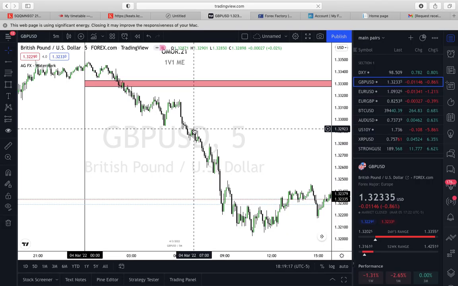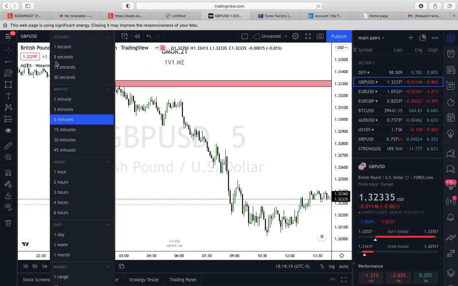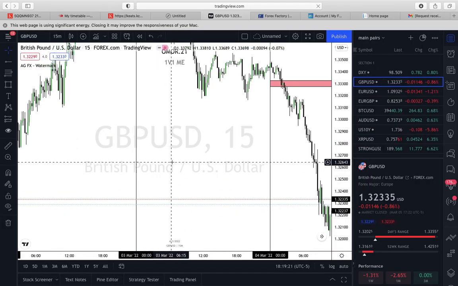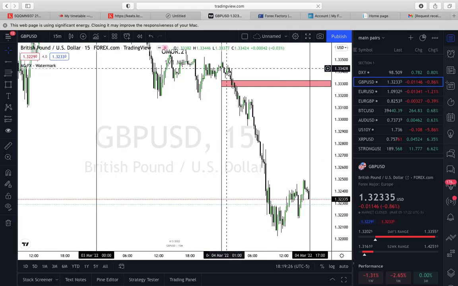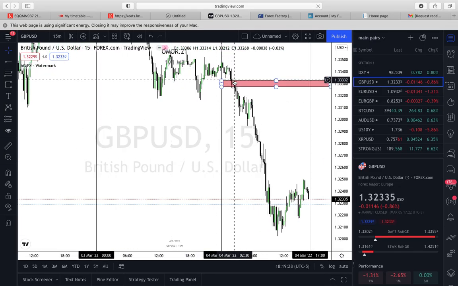I think I was short here. Yeah, it was here because this was a sell model, right? Yeah, it was a sell model here. Broke this low, I got short in here, around this one right here. On this green candle, I got short.